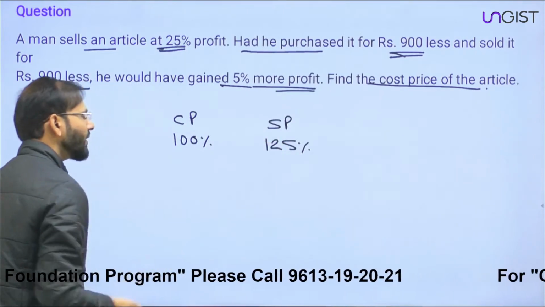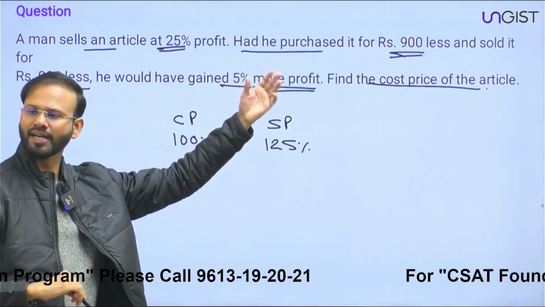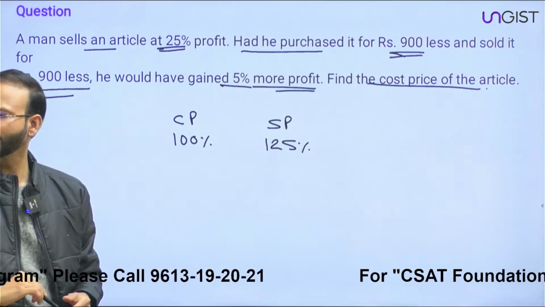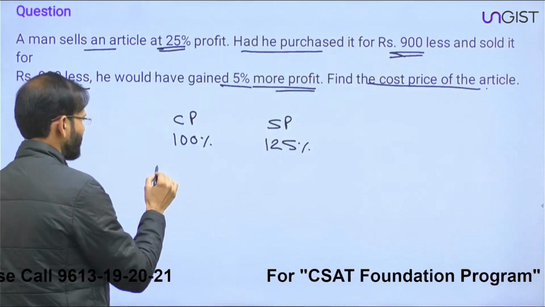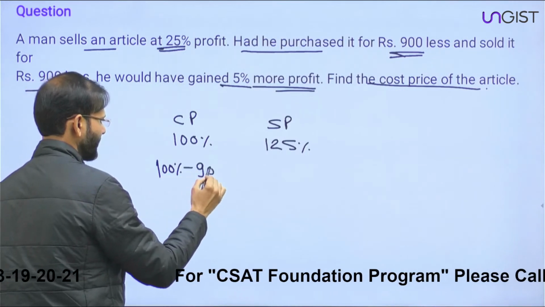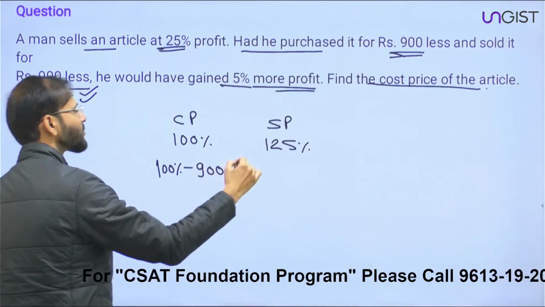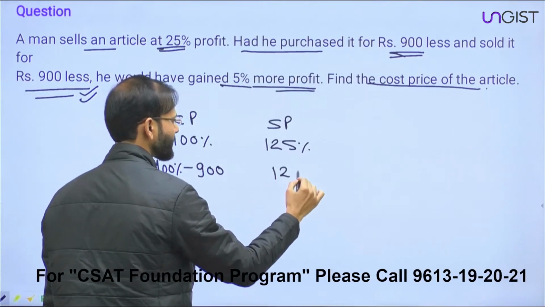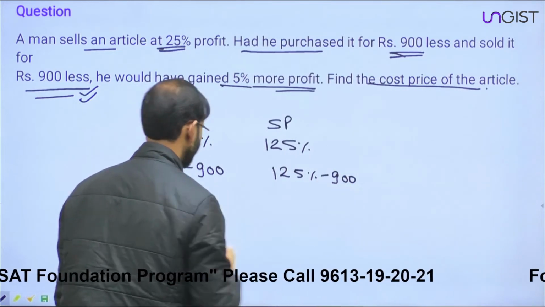Now the question is saying if he had purchased it for ₹900 less. So 100% minus 900. And sold it for ₹900 less. So 125 minus 900, right?